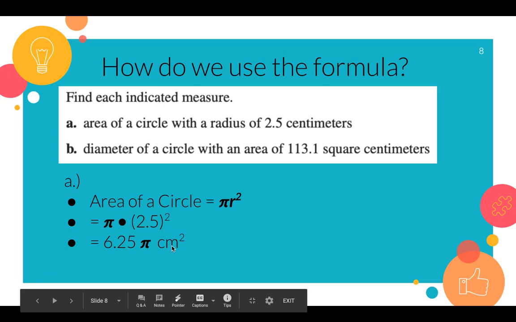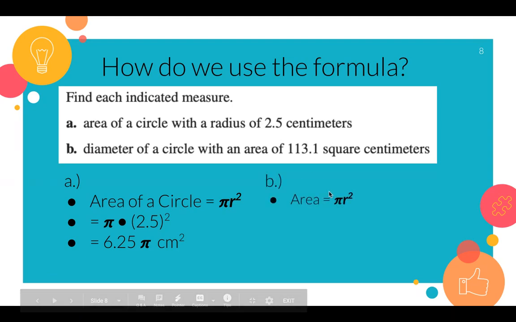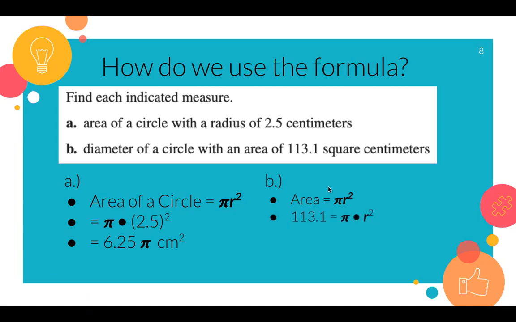Okay. In part B, we're going to reverse engineer this or work backwards. They give you the area is 113.1. Okay, so same formula, area equals pi r squared. And now we substitute in this 113.1 for area. Okay, so 113.1 is equal to pi r squared. And what we're trying to do is get r by itself, okay, because it asks for the diameter, but we need the radius first, and then we'll just double that.